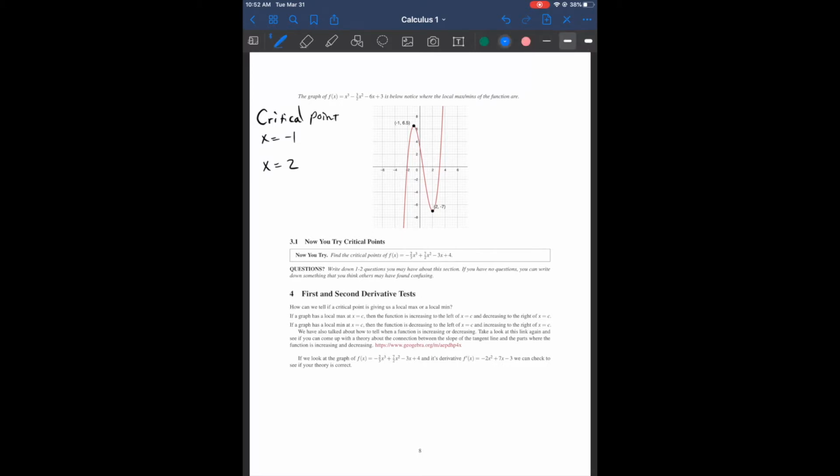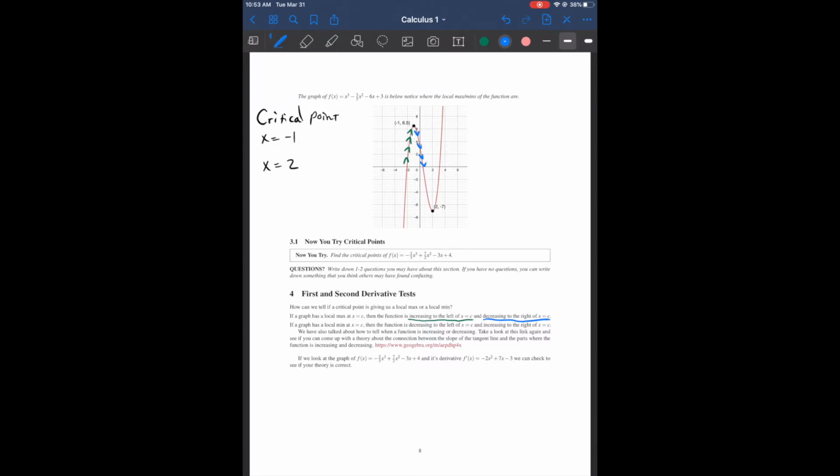Okay, so if we think about these two sentences right here on the bottom, we can observe that if we have a local maximum, then the function should be increasing to the left of that local maximum. For example here, you can see the function is increasing to the left. And then it should start decreasing to the right of that local maximum. We can see to the right of x equals -1, we're decreasing. So if my function is increasing to the left and decreasing to the right of a critical point, we should expect that point to be a local maximum, because it goes up and then down.